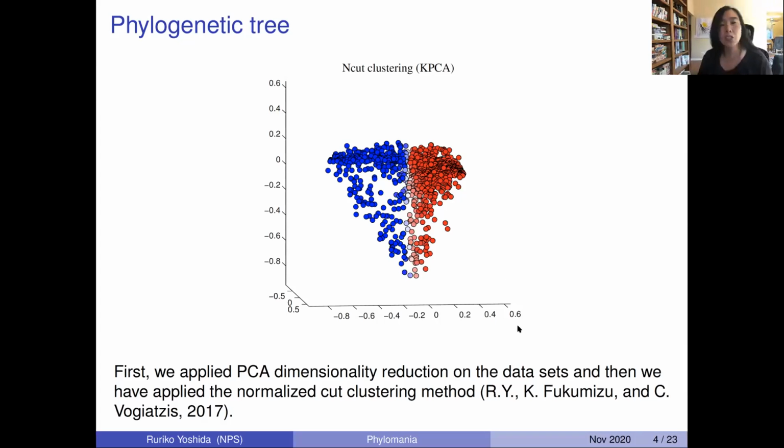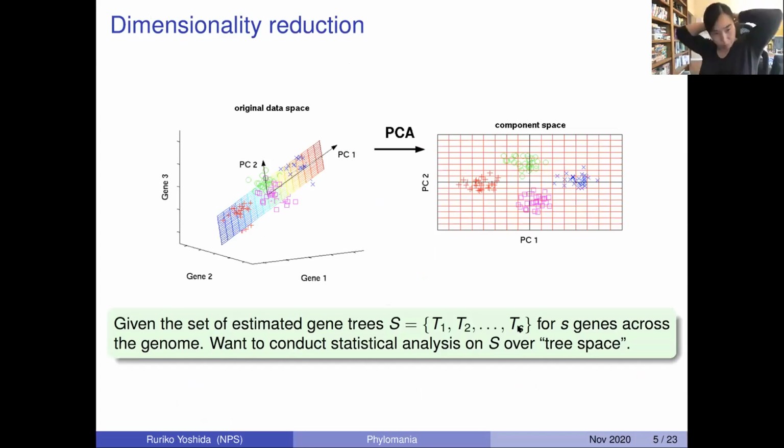I'm pretty sure many people know PCA, and PCA is a great tool to visualize a data set, how data points are distributed over the space. Basically, it computes the first principal component, second principal component, and so on, and reduces the dimension. That's what it does, projecting onto a lower linear space, and then we try to visualize.